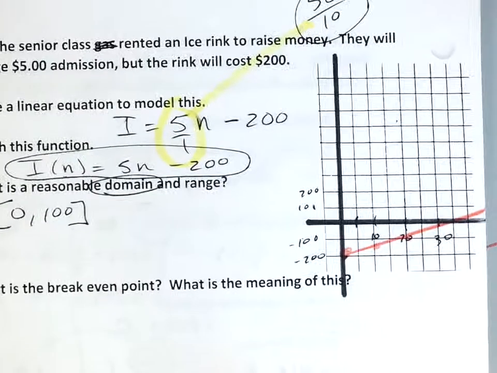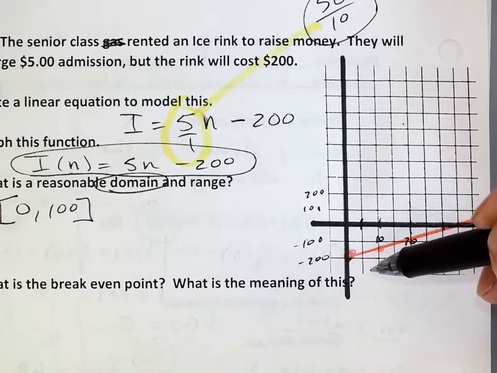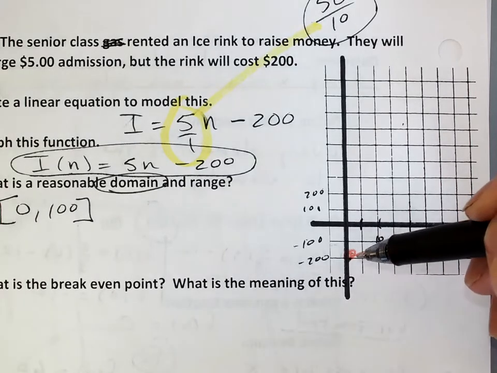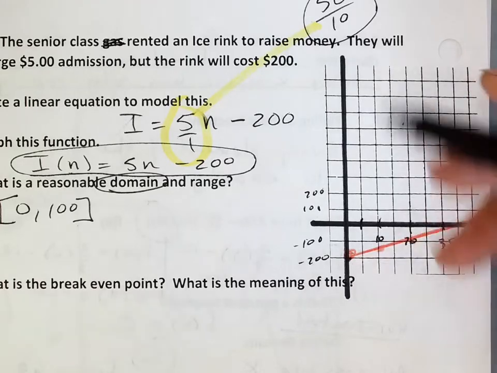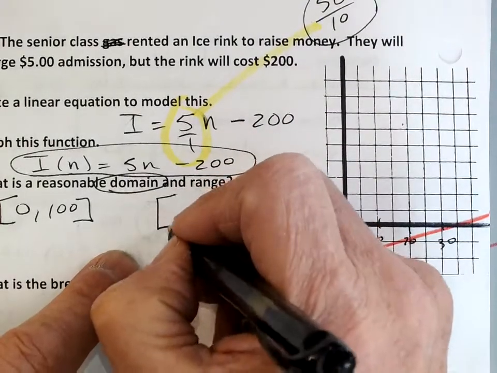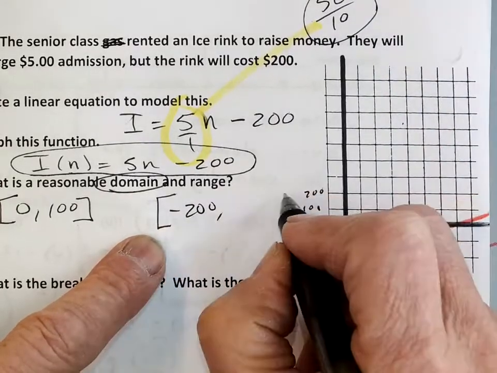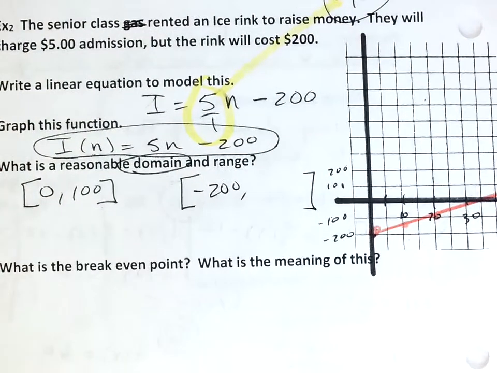The range is my income, right? I know my lowest income is negative $200. It's bad income, right? Nobody shows up. They go to the wrong place. Whatever, right? Negative 200. And then what's the most amount of money we're going to make? How can we find out? 5 times however many people.